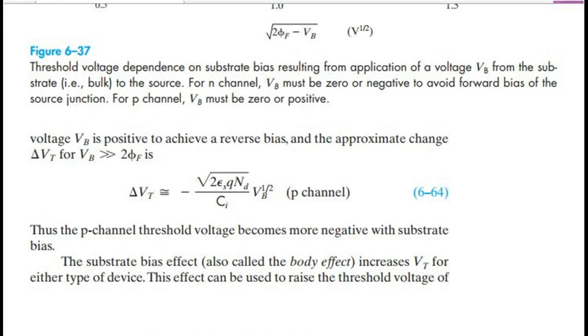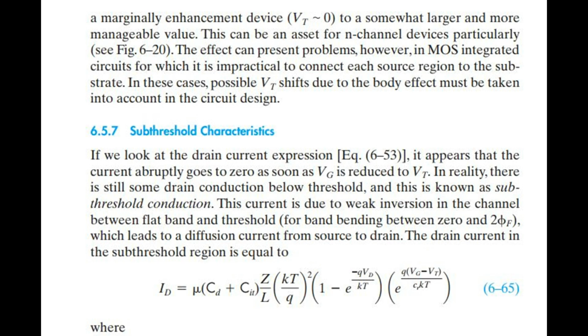The substrate bias effect, also called the body effect, increases threshold voltage for either type of device. This effect can be used to raise the threshold voltage of a marginally enhancement device, VT0, to a somewhat larger and more manageable value. This can be an asset for N-channel devices, particularly, see Fig 620. The effect can present problems, however, in MOS integrated circuits for which it is impractical to connect each source region to the substrate. In these cases, possible threshold voltage shifts due to the body effect must be taken into account in the circuit design. Subthreshold characteristics.